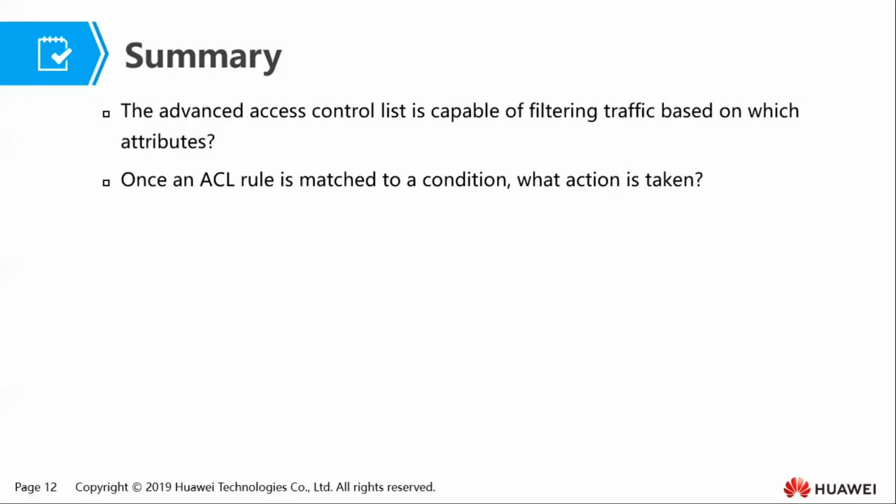The advanced access control list is capable of filtering traffic based on which attributes? Yes. We have the protocols, the source and destination port numbers, and the source and destination IP. Yes, thank you very much.